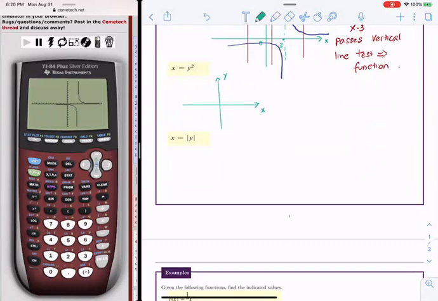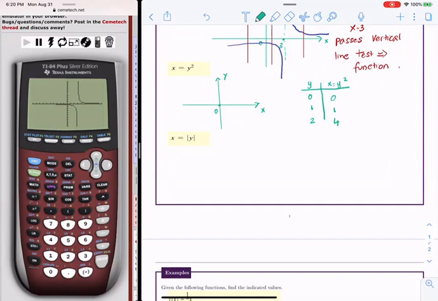So let's pick an easy value. Let's start with 0. If I plug in 0 for y squared, so if y is 0, x is 0. If y is 1, x is 1. If y is 2, x is 4, because I'm plugging in 2 for y in y squared.